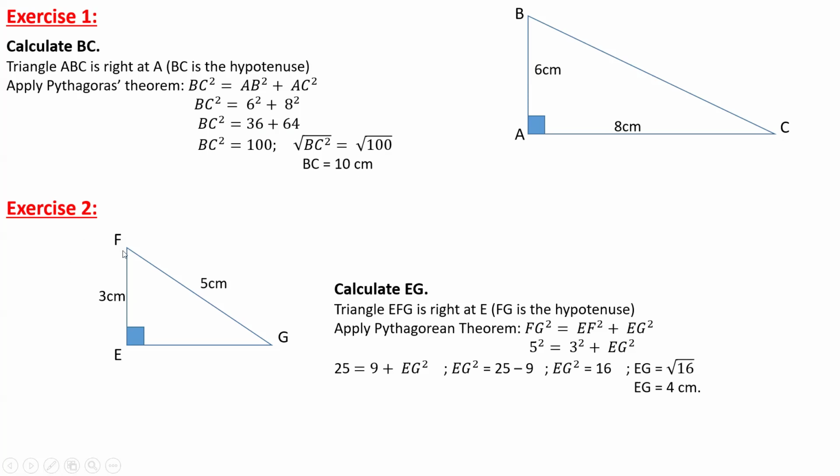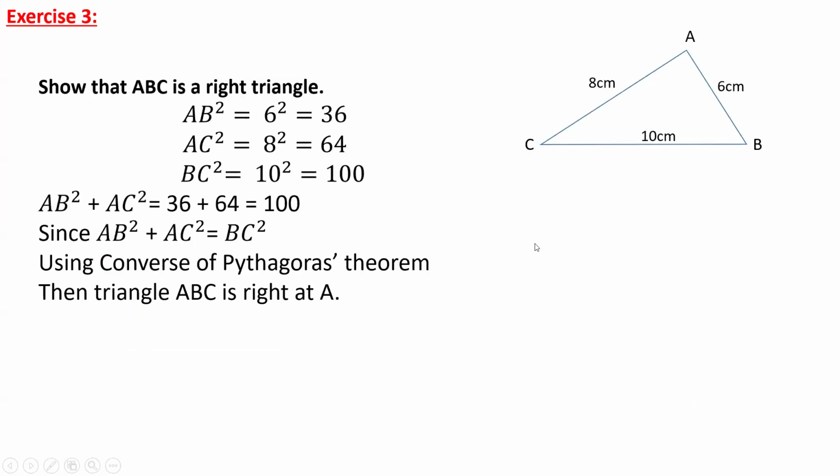Another exercise, I have a right triangle given the length of two sides, and there is a missing side, which is EG. To find this missing side, we also apply the Pythagoras theorem. We say in triangle EFG right at E, who's my hypotenuse? The hypotenuse is FG. So FG square equals EF square plus EG square. Now, EG is the missing side. So EG square equals FG square minus EF square. Then I get EG equals 4 centimeters. Please apply these exercises to practice more on a draft.